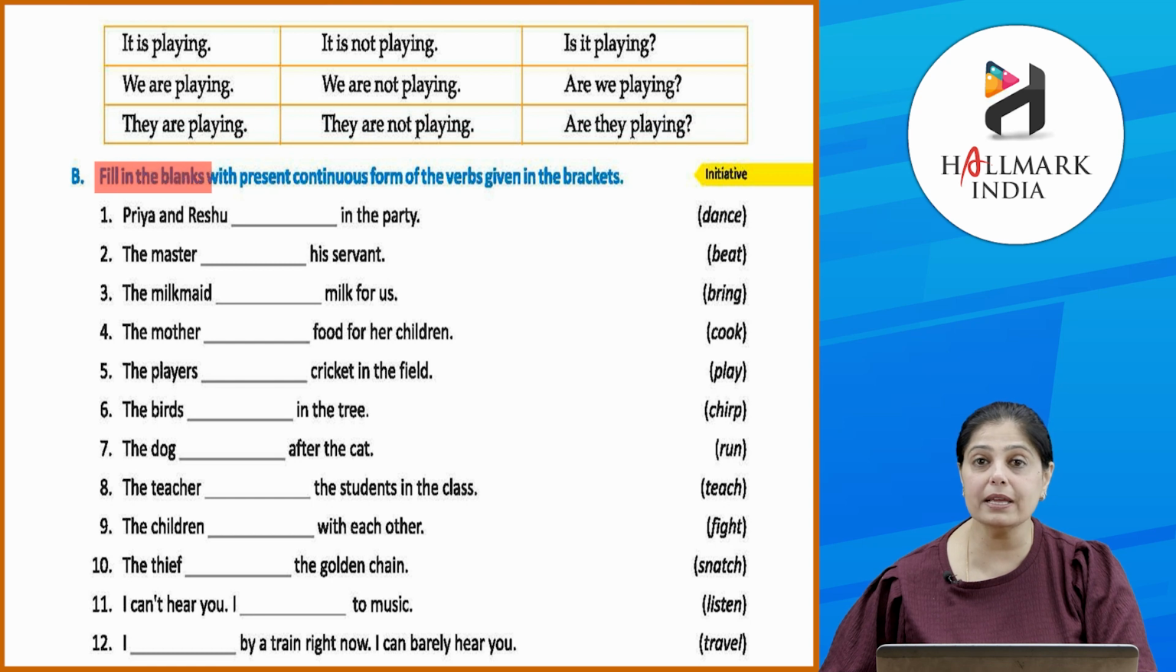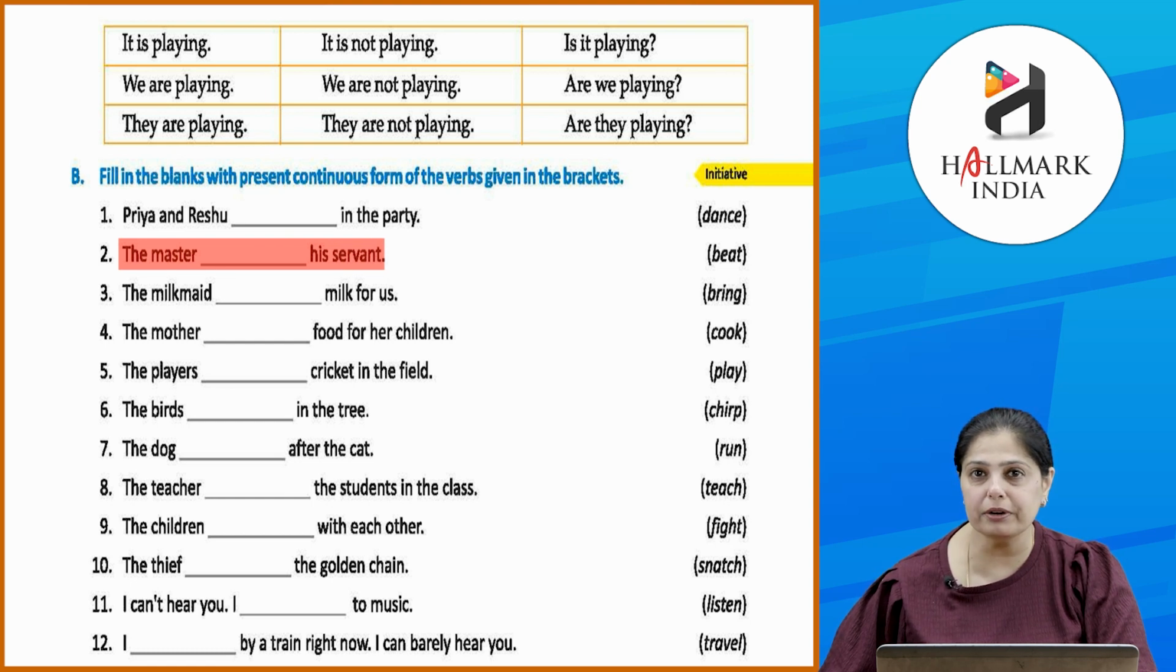Fill in the blanks with present continuous form of the verbs given in the brackets. Priya and Reshu dash in the party. Okay, Priya and Reshu are dancing in the party. Okay, the master dash his servant. The master is beating his servant.